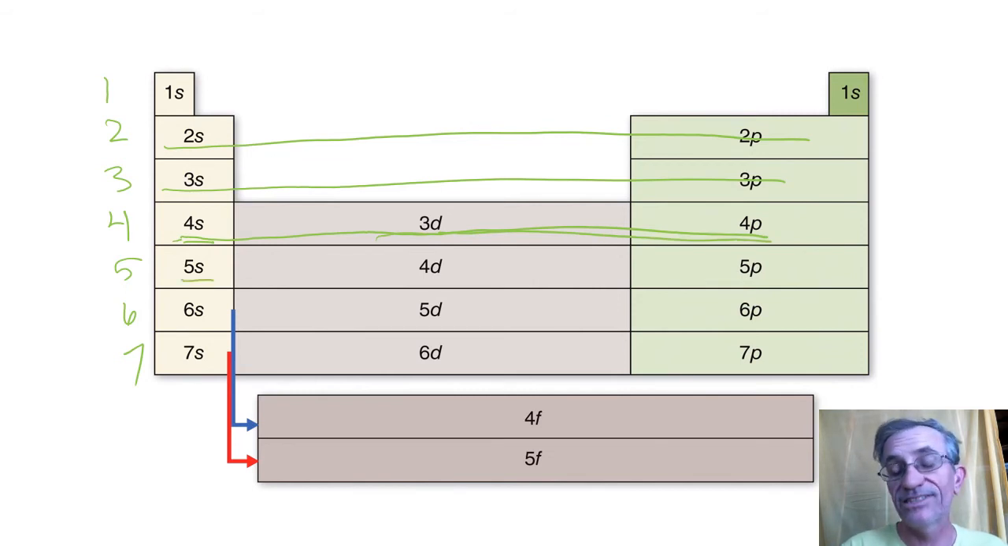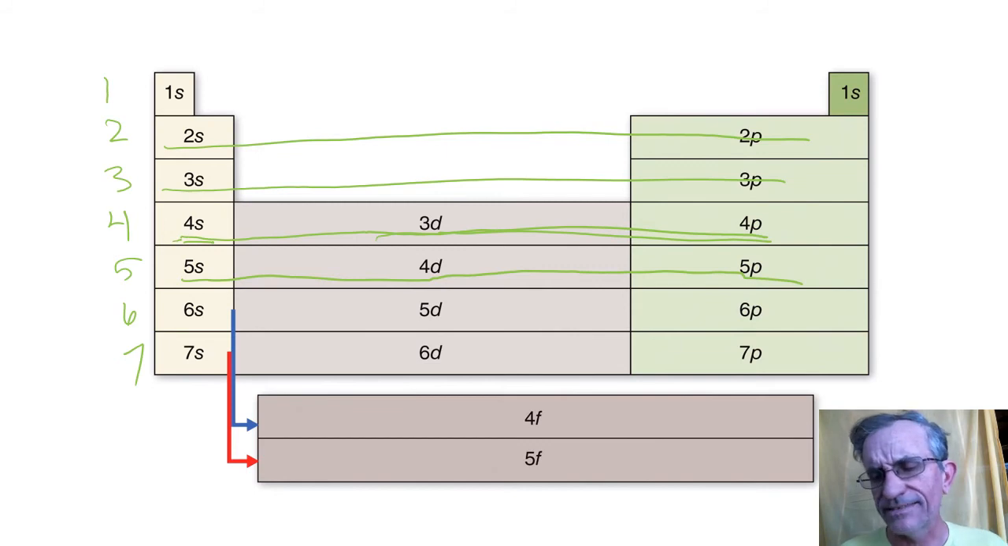Fifth row, these guys would end in 5, 5S, 4 in the middle, 4D, and then this is back to 5 over here, 5P. All right, hopefully that's making sense. We'll do some examples. That should help. All right, let's do them now.